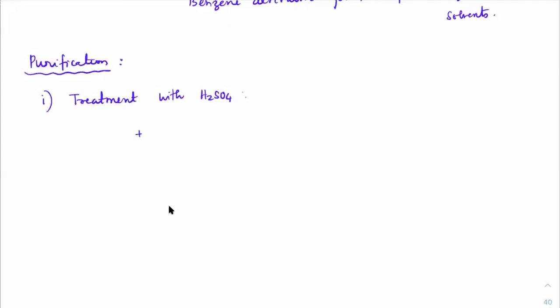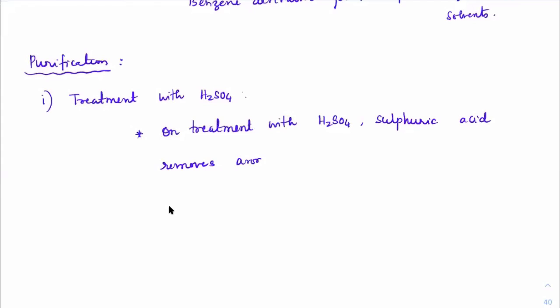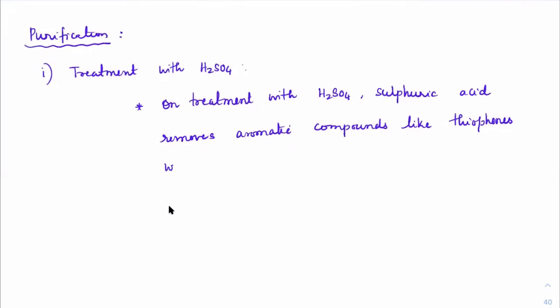So let me put that as a point. On treatment with H2SO4, sulfuric acid removes aromatic compounds like thiophenes, which impart offensive odor. Okay, that's the use. Make a note, everyone. Not pleasant for the nose. Carbon aromatic compounds are usually pleasant, but sulfur aromatic compounds like thiophene are unpleasant. They have a foul smell.